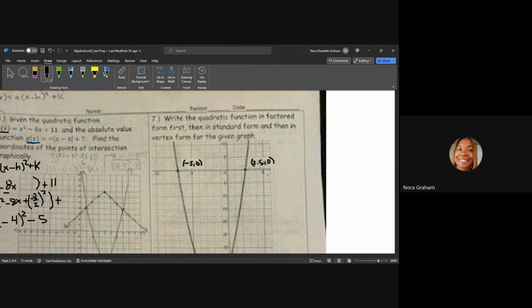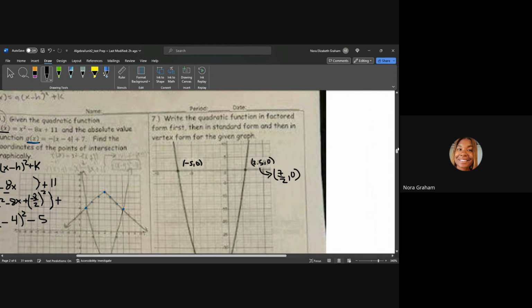Now, instead of writing this as 2.5 comma 0, I'm going to write it as a fraction. It's kind of easier to deal with fractions versus a decimal. So as a fraction, 2.5 is going to be, sorry, I'm having a brain fart, 7 over 2, and then comma 0.